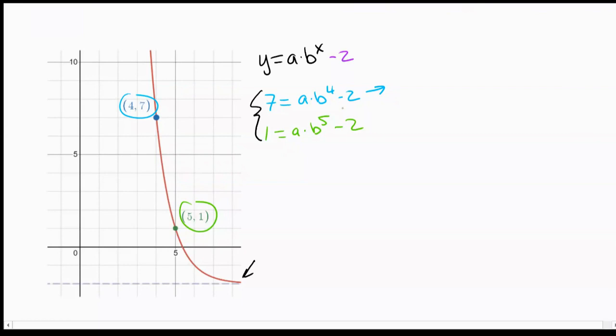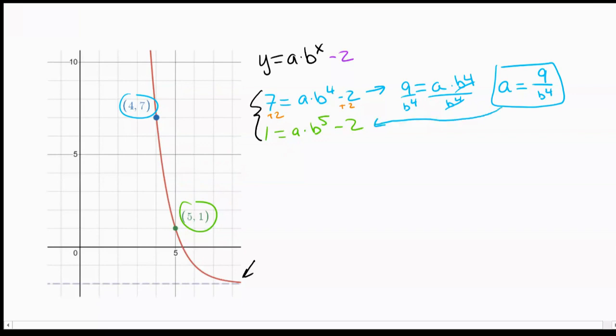So to do that, I'm going to add 2 to both of these, and that will give me 9 equals a times b to the power of 4. I'm going to divide both sides by b to the power of 4 so that I can get a by itself, and a is equal to 9 over b to the power of 4. This is good because now I can plug this back in and solve my second equation for b.